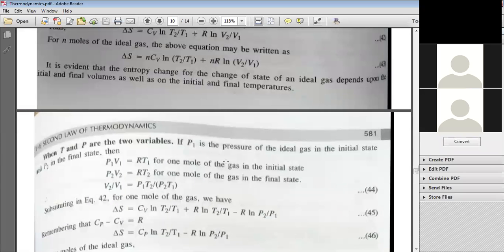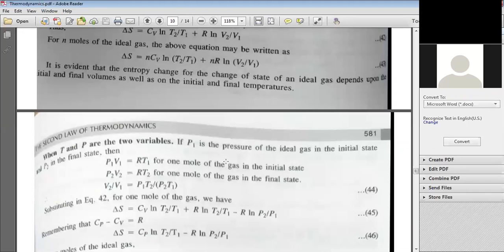Now this expression we have derived keeping in mind that volume as well as temperature of the gas are changing. In another special case, we can have a situation where the two variables are temperature and pressure, and volume of the gas is not there. So let's see how we deal with the entropy change. Now we have to face a situation where pressure and temperature of the gas are changing, and we are not given the parameter for volume.